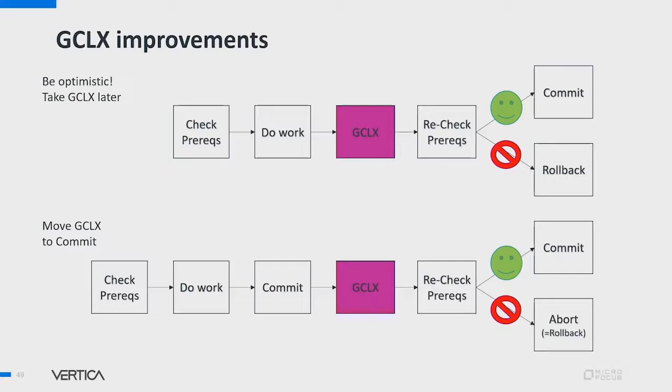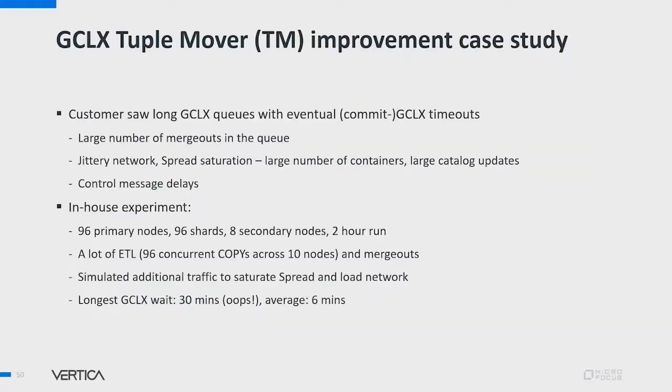So they will all either agree to commit, or they will all agree to abort the commit, which is equivalent to rollback. But at the same time, as I mentioned, commit time GCLX are more shielded from transport failures or transport delays. And I want to demonstrate it on another improvement study case for the tuple mover merge out operation.